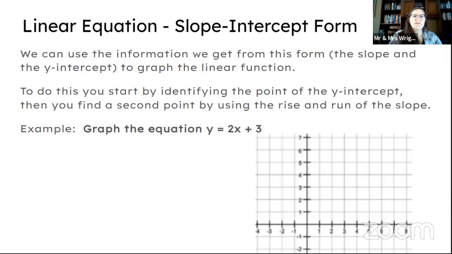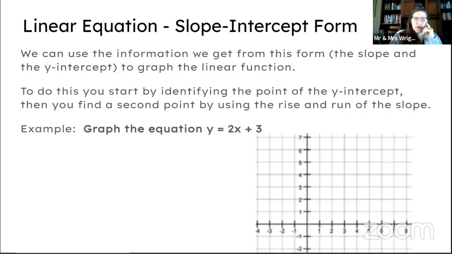All right, so here we have a linear equation in slope-intercept form. So we need to graph it. We're going to use the information that we have to graph this. So the first thing we're going to graph is we need a point. We got to start with a point.